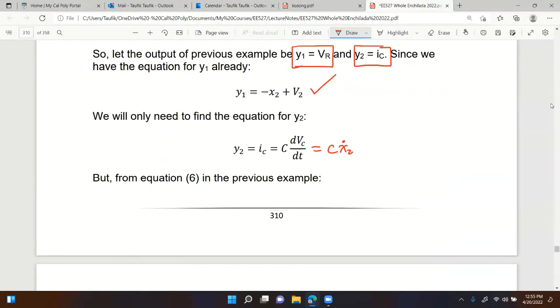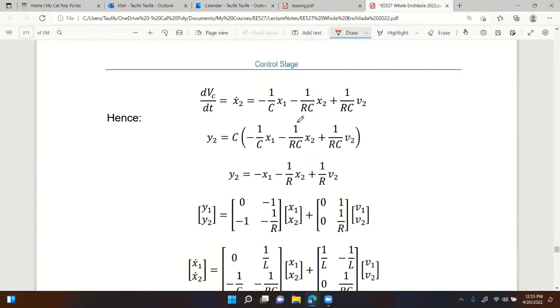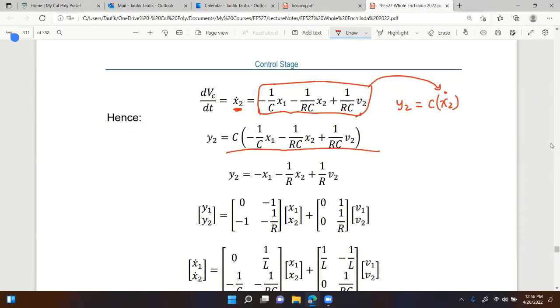It's going to be a long equation right there. Hang on. Okay, so that's what I have right there. x2 dot is already obtained from the previous derivation. All you need to do now is plug all of these into C x1, x2 dot, right? Just substitute all of these into here. That's what I have right there, and at the end, I have one more equation for the output. See that?